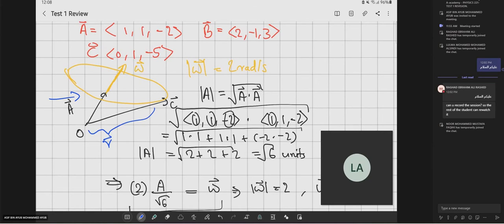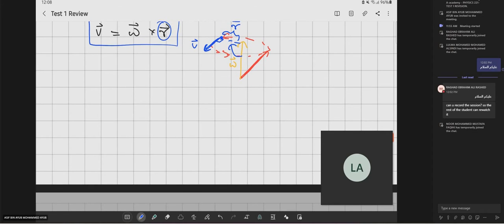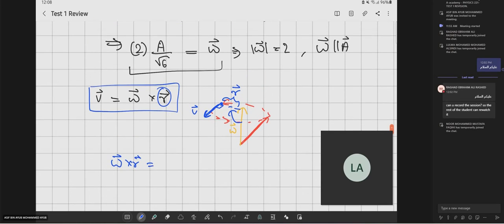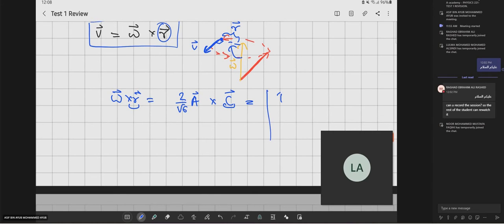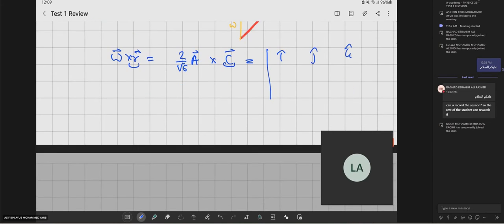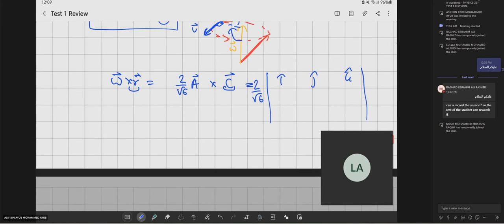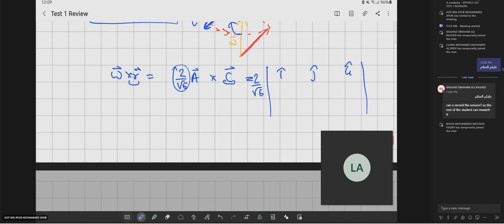R is basically the vector C, since C is the one that is rotating like this. So now I need to do the cross product here, omega cross R. Omega we found was 2 over root 6 times A, crossed with C. C is R. So I'll have i, j, k. This is by the definition of the cross product. I'll have 2 over root 6 outside because if I have a vector multiplied by a scalar, I can take it out in the cross product.